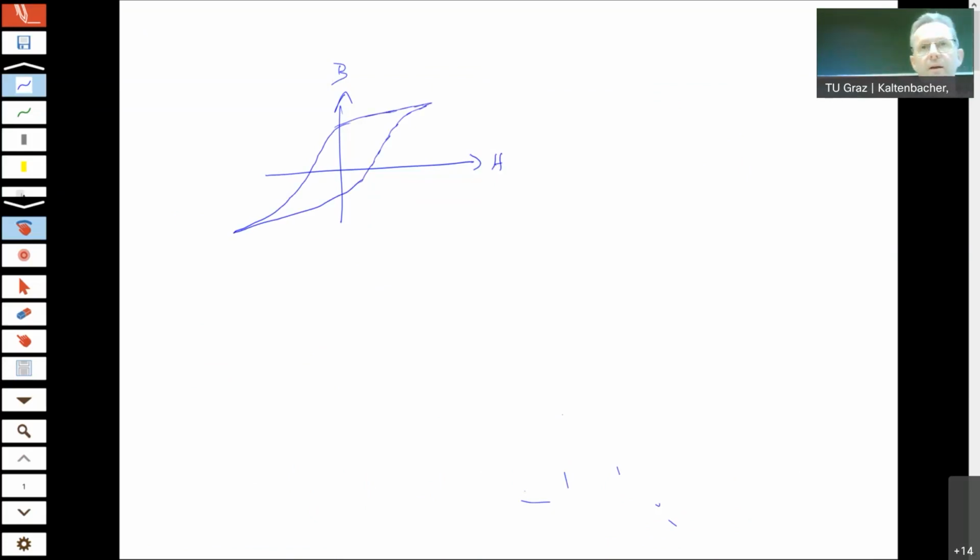So actually, perhaps I have not written, I have made no sketch. So you have here H and B, the amplitudes of H and B, and we assume we have an isotropic material. Now, when you have a constant frequency in your excitation current, then you will go, for example, like this. Then this will be how you go around.